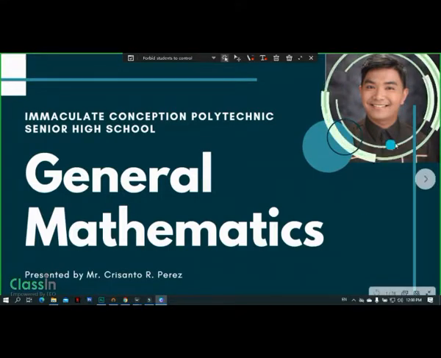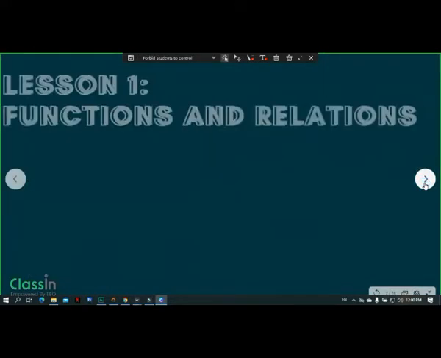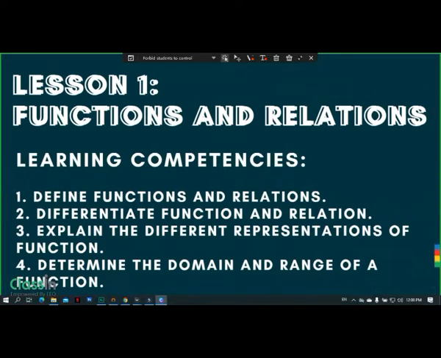Okay? So let's proceed. For today's lesson, we have functions and relations. Our learning competencies for this lesson are to define what is function and relation. Next is differentiate function and relation. Next, explain the different representations of function. And lastly, we have to determine the domain and the range of a function. So kung napapansin niyo po, we have different terminologies na baka bago po sa inyo. So mamaya po, i-discuss natin siya isa-isa in order for you to understand the lesson well.